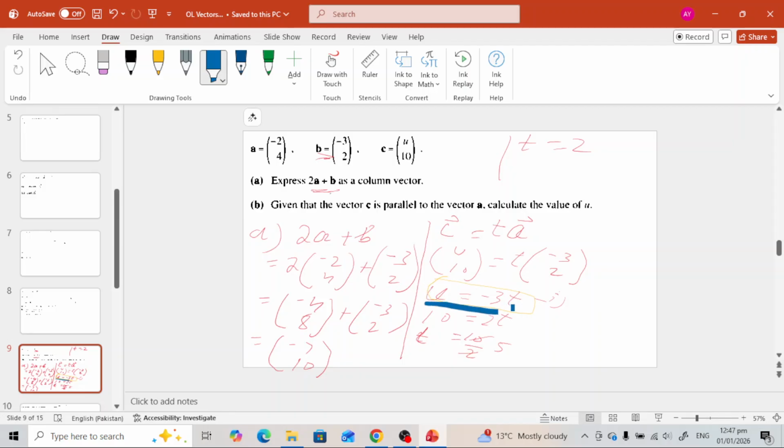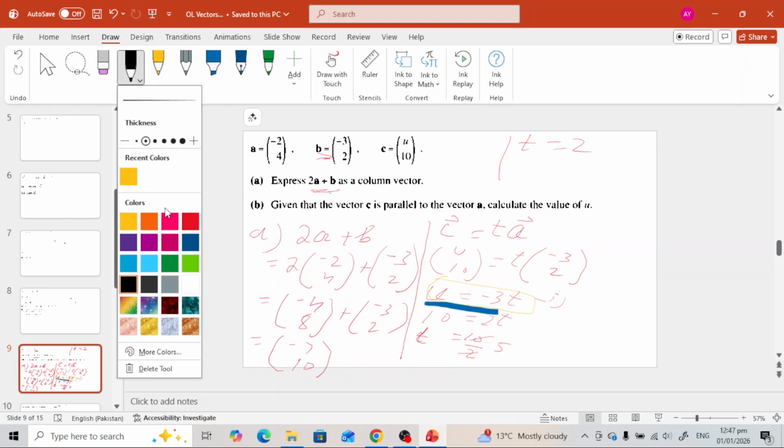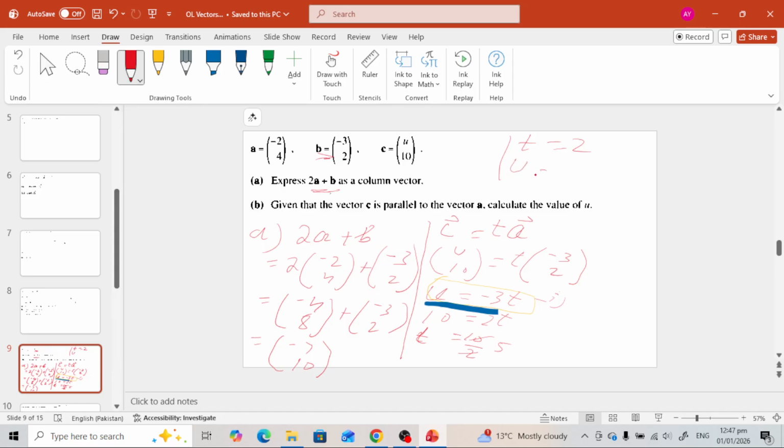Just to highlight this, u is equal to -3t. So here u is equal to -3 into t. The value of t is 5. So u is equal to -3 times 5, which is -15. So the value of u is -15.